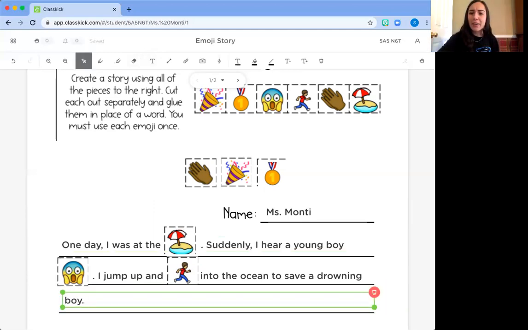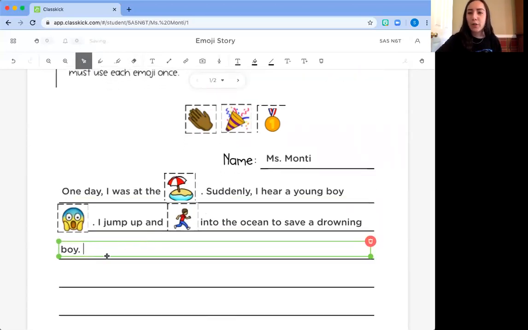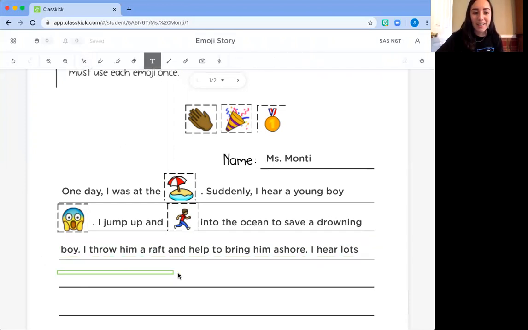So let's add a detail. How do you think I should save this boy? I'm thinking that I'm going to throw him a raft and bring him ashore. So I jump up and run into the ocean to save a drowning boy. I throw him a raft and help to bring him ashore, right? Ashore means right back onto the beach, not in the water anymore. Okay, so what happens after I save him? I'm going to say, I hear lots of people clapping for me.